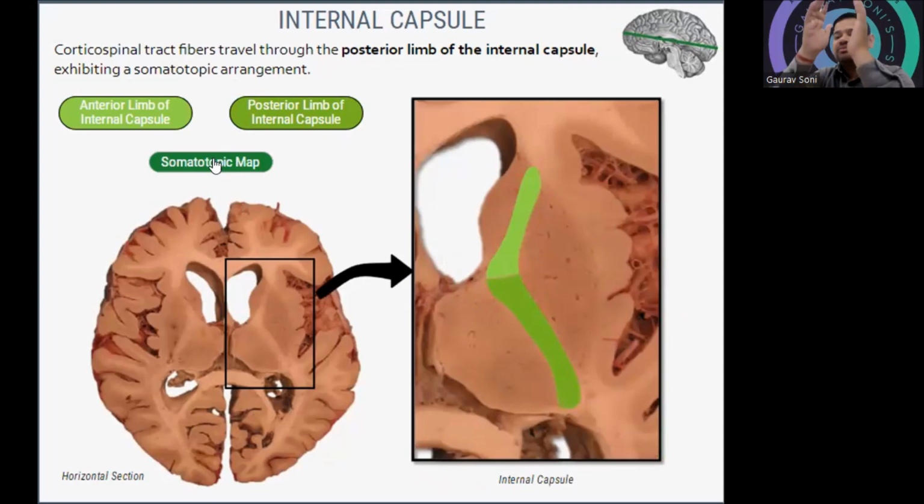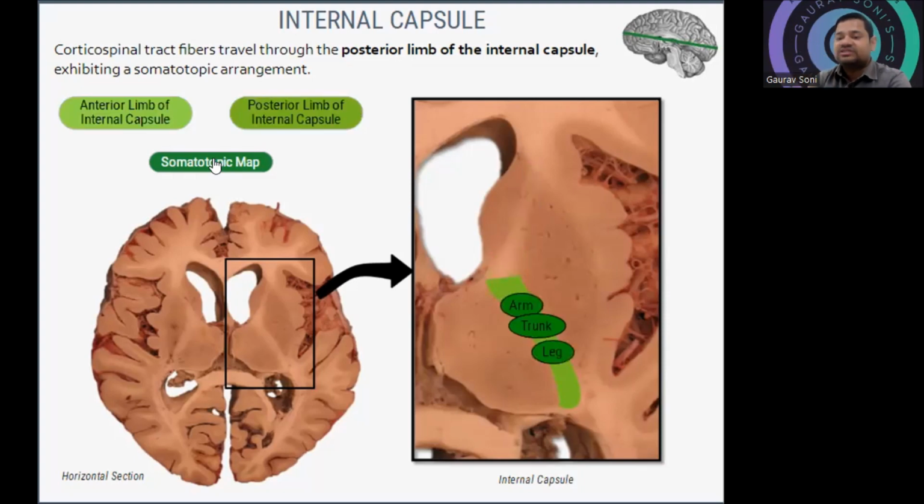So all the fibers which are coming from any particular area of the cortex have to converge and pass through this particular limb of the capsule. So corticospinal fibers will pass through the posterior limb specifically. You should remember it like this. So if you see the somatotopic arrangement, arm, trunk, and leg, this is how they are arranged on the posterior limb of the internal capsule.